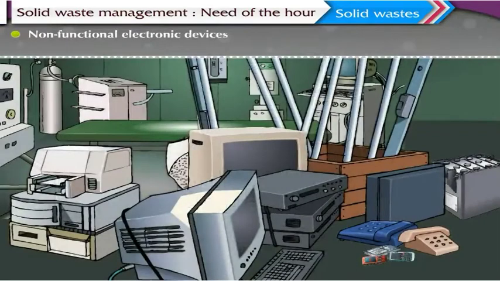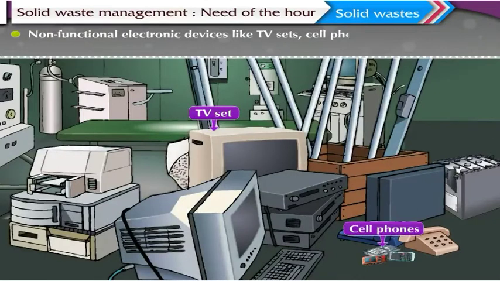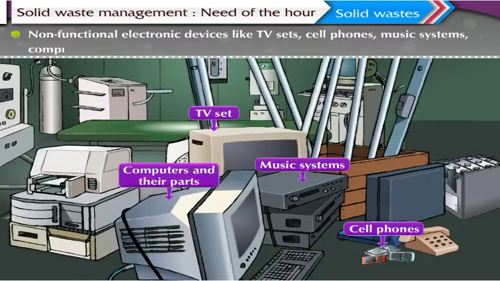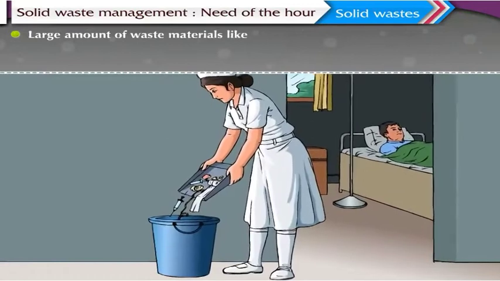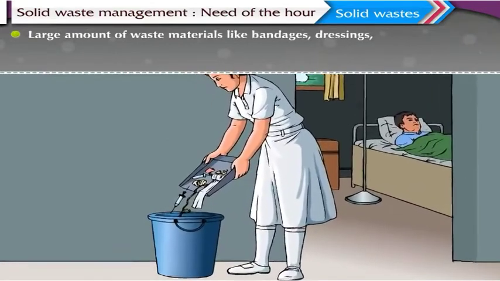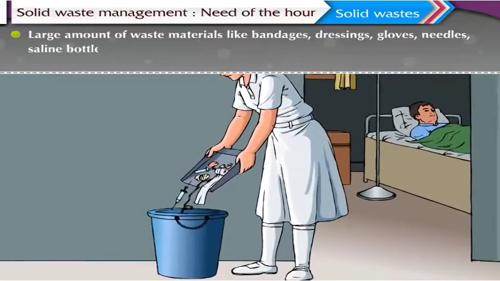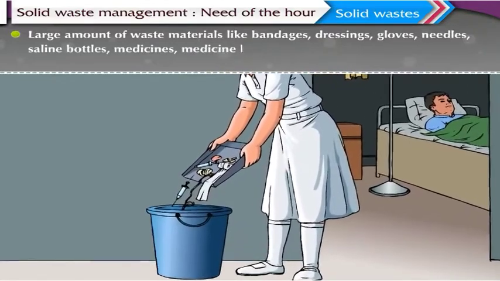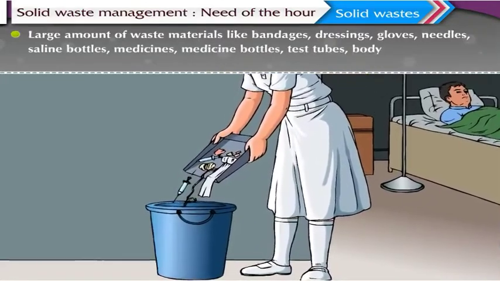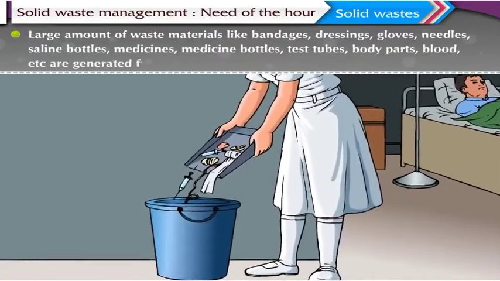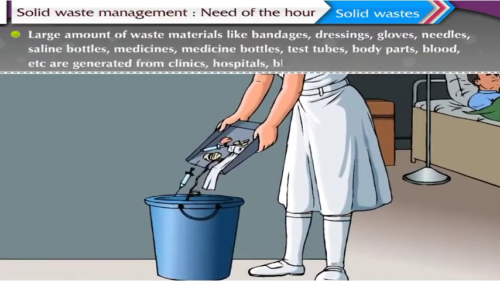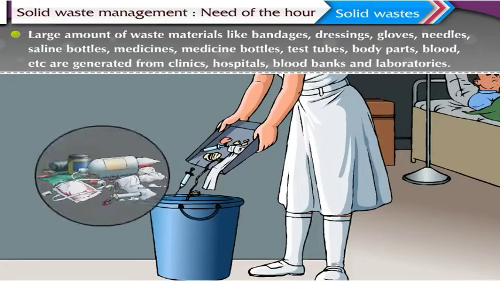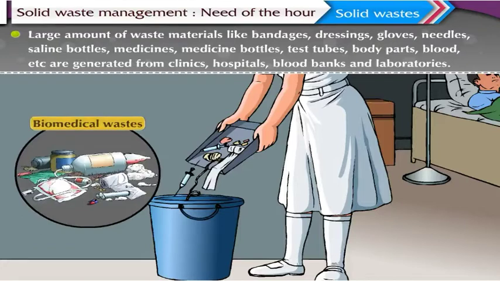Non-functional electronic devices like TV sets, cell phones, music systems, computers and their parts, etc. are electronic wastes. Large amount of waste materials like bandages, dressings, gloves, needles, saline bottles, medicines, medicine bottles, test tubes, body parts, blood, etc. are generated from clinics, hospitals, blood banks and laboratories. These wastes are called biomedical waste.